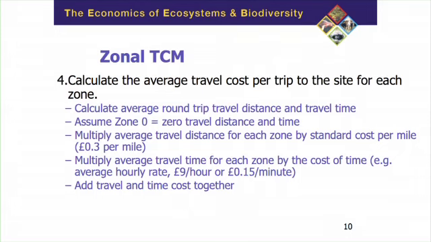Then the next thing we need to do is calculate how much it's costing people within each zone to travel to the site. With a basic zonal system, we're just getting an average cost for everybody in that zone. So when we're thinking about the cost of traveling, it's not only the cost in terms of, say, your fuel and petrol going to the site, but also your time. You're spending some time to travel to the site, and we want to incorporate some element of that time.